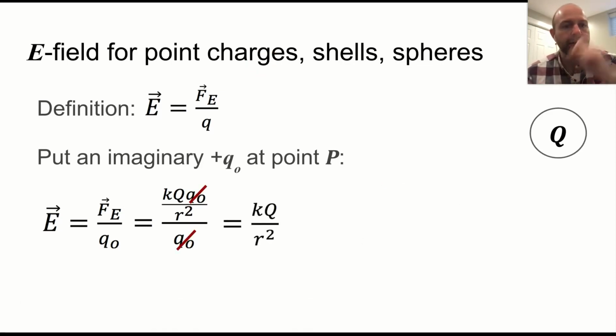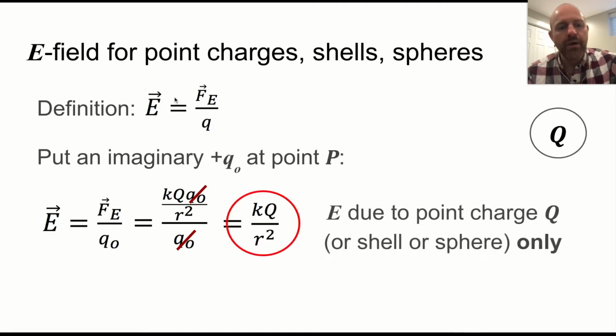The electric field due to a single charge floating somewhere in empty space is kq over r squared, right? It's just the amount of force per unit charge. Now, I can't stress this enough. This only works for a point charge or shell or sphere, something that acts like a point charge, the electric field due to it. And now you can do this for multiple point charges, right?